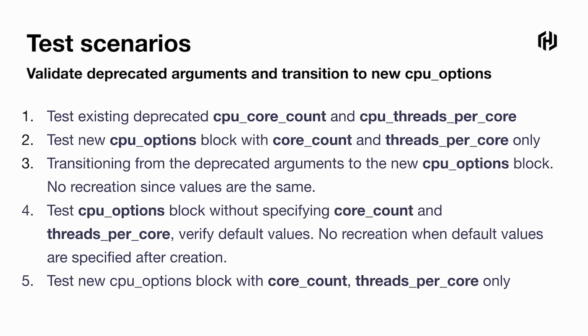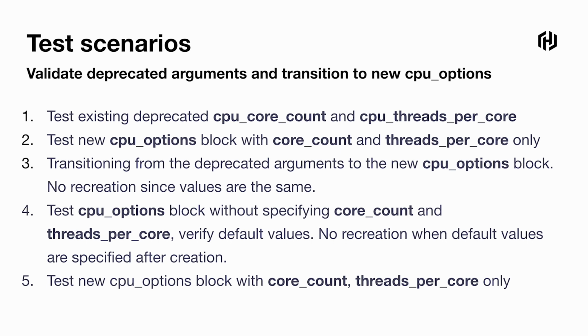So you can see the test cases listed out over here. First one, we want to test that the existing deprecated arguments still work. The second test case, we want to test that the new CPU options block still works with the core count and threads per core, which are the newly introduced arguments, to replace the deprecated arguments. The third one is interesting, where we want to transition from the deprecated arguments to the new CPU options block, and we will expect no EC2 instance recreation. Next, we want to test a bit more robustly, where we test the CPU options block without specifying core count and threads per core.